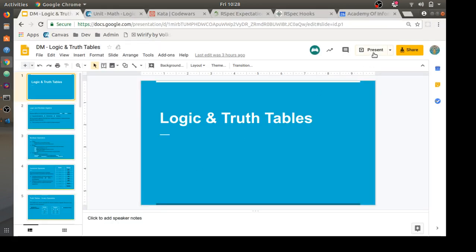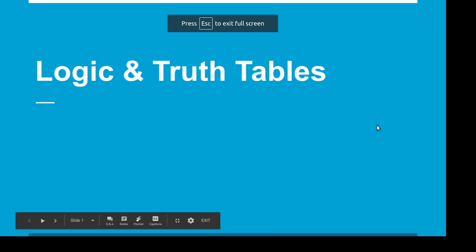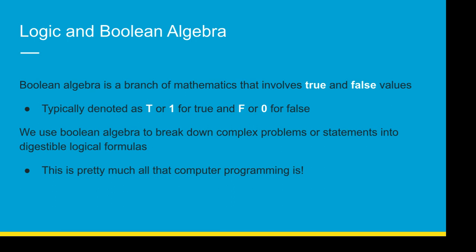Alrighty then. Here we go. Logic and truth tables. My high-res slides here. Alright, so Boolean algebra, or Boolean logic, is a branch of mathematics that involves the binary system, true and false values. A lot of times you'll see true denoted as T or 1, and false denoted as F or 0. In some languages where they just have to be different, they'll switch it. True is 0 and false is 1. But almost always, true is 1 and false is 0.